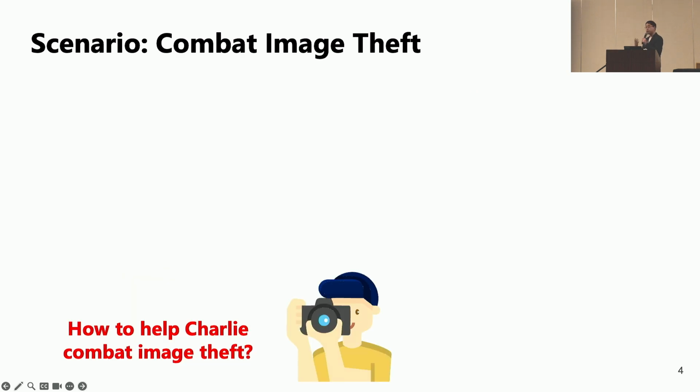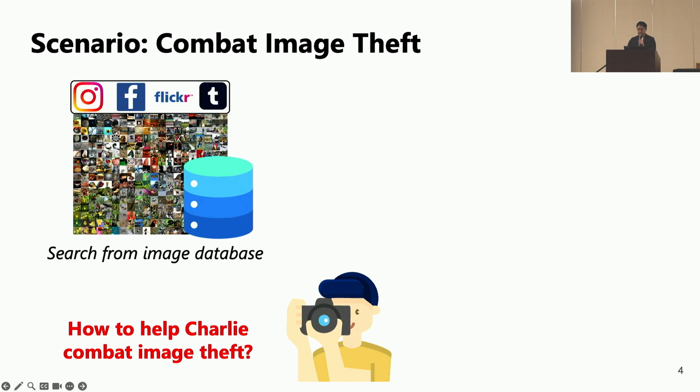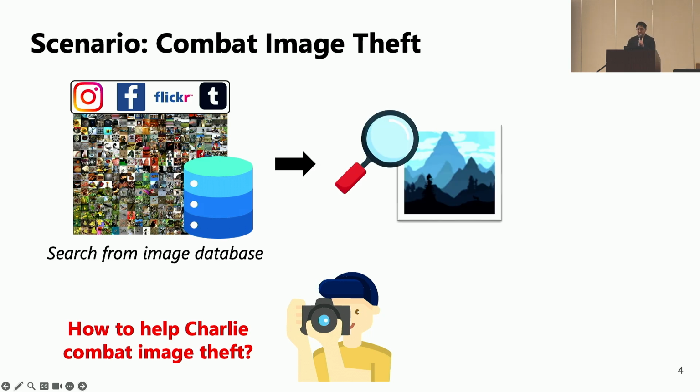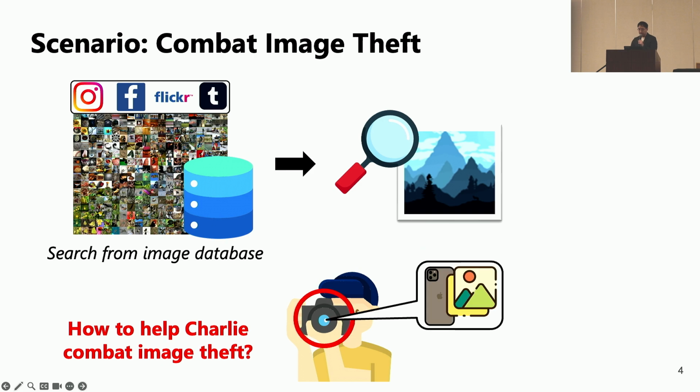So how can social media platforms help Charlie fight image theft? One way is to search their image database, which is consistently collecting photos across the web, and search for content that looks similar to Charlie's. But even if they found a suspicious match, how can they tell whether Charlie is the original owner of the image? And this is where Charlie's camera can come in.